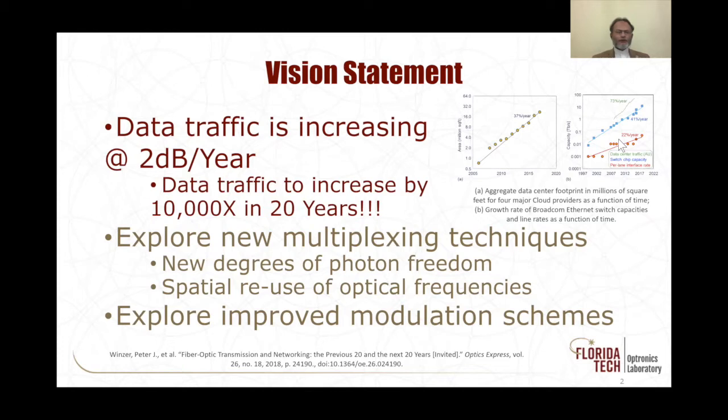There's absolutely no way for us to lay down this kind of fiber over the next 20 years to support 10,000 times more bandwidth. So we have to explore new multiplexing techniques. We have to find ways to explore new degrees of photon freedom inside the fiber, and we have to also determine some method of having a spatial reuse of optical frequencies. Furthermore, we also need to explore improved modulation schemes.